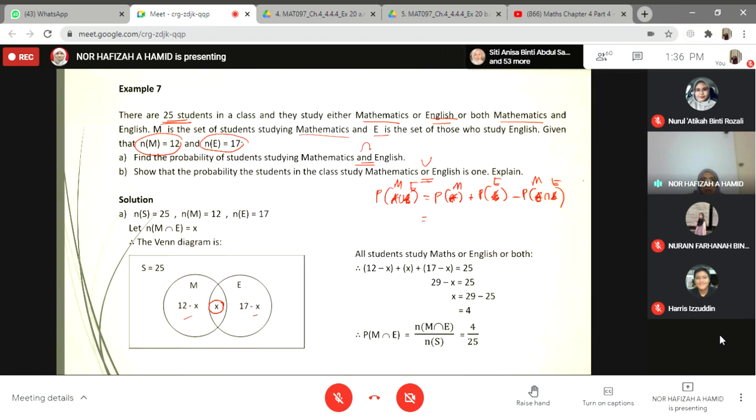Okay, so your probability of M is 12 over 25. So plus probability of E 17 over 25. So you need to minus with the 4 over 25.